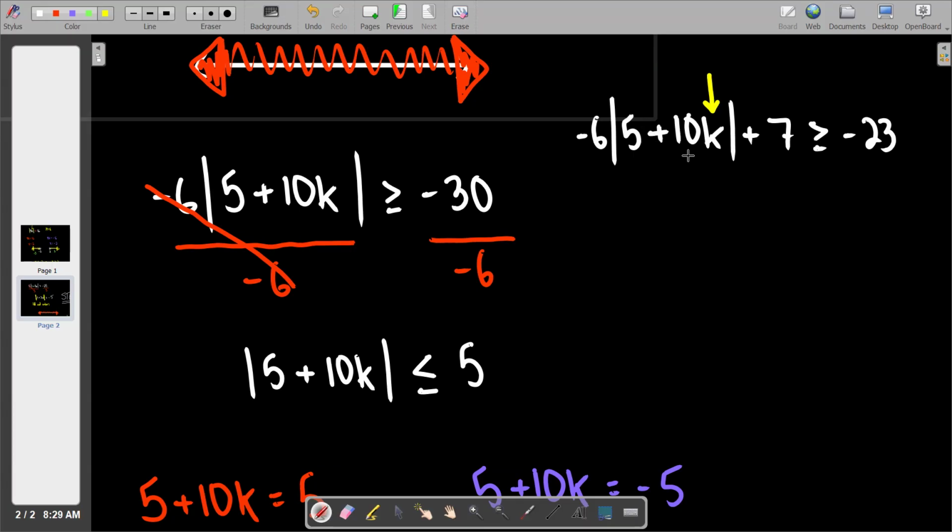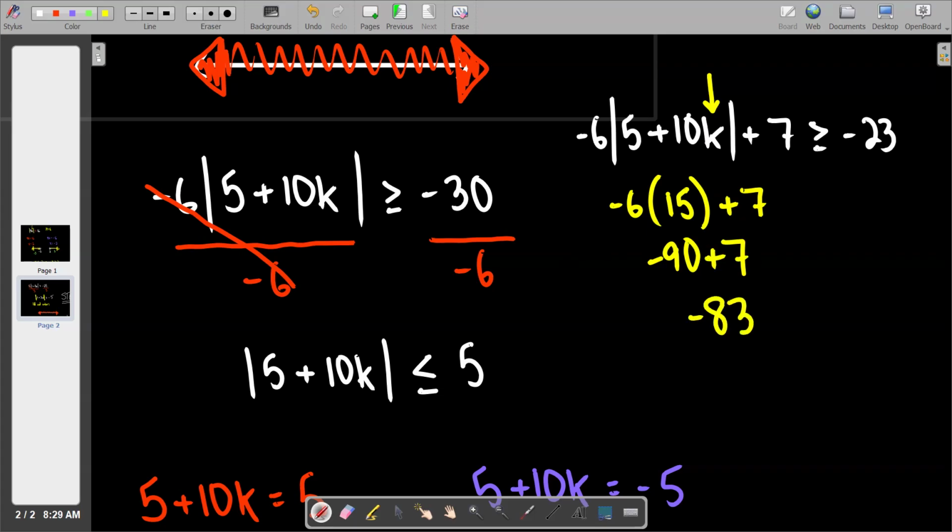What is 5 plus 10? What is the absolute value of 15? So we have negative 6 times 15 plus 7. And we're just waiting now to see what that comes out to be. We want to know, will it be bigger than or equal to negative 23? That's all I want to know. What's negative 6 times 15? It is negative 90. And what is negative 90 plus 7?